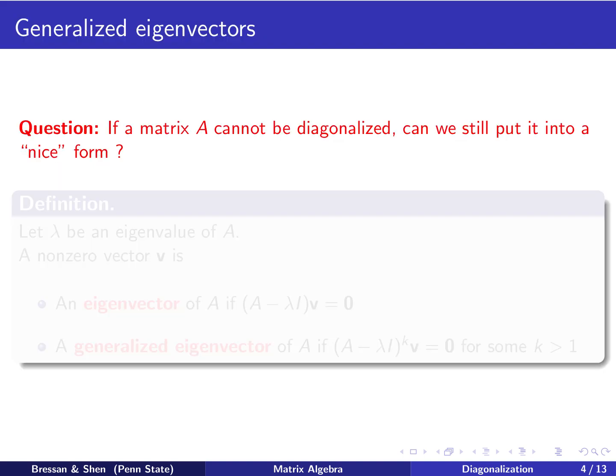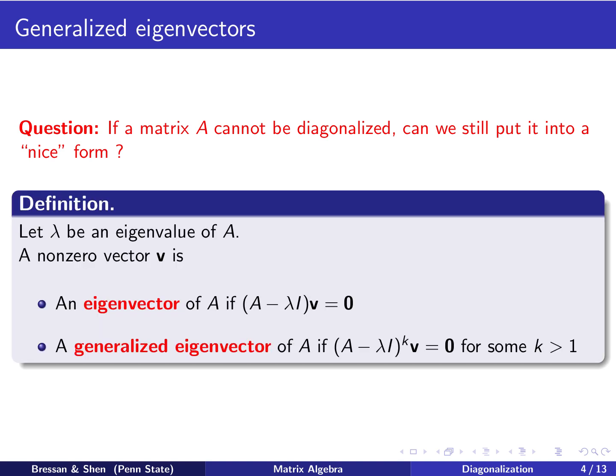This leads to the discussion on a concept called generalized eigenvectors. So here is a question we would ask at this stage. If a matrix cannot be diagonalized, like in the previous example, can we still put it in a "nice" form? Something that is still very nice, although not diagonal.